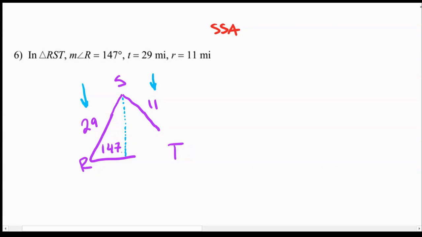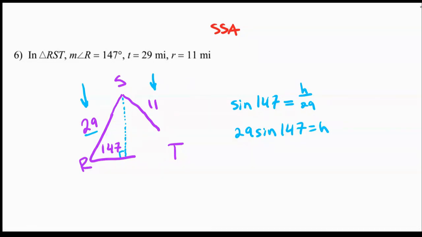To solve for that height, I've created a right triangle here. Sine of 147 equals the opposite, which is the height we're looking for, over the hypotenuse, which is 29. So I multiply 29 by both sides. 29 sine 147 is equal to the height. I'm going to plug that into a calculator. 29 times sine of 147 gives me about 15.79.